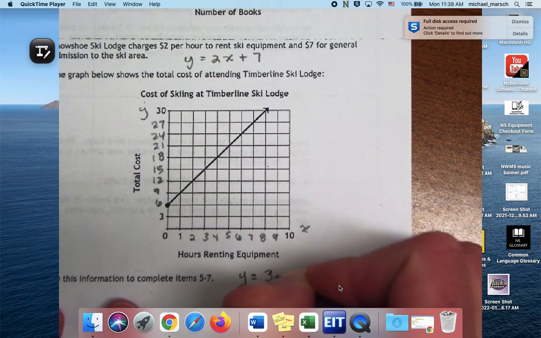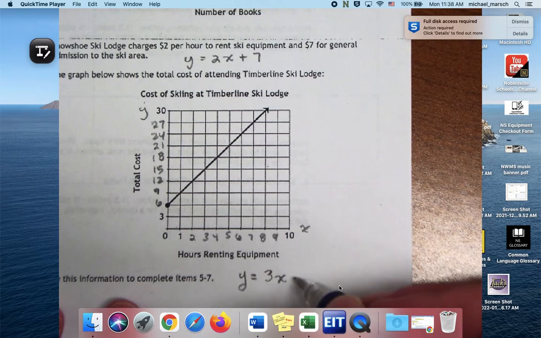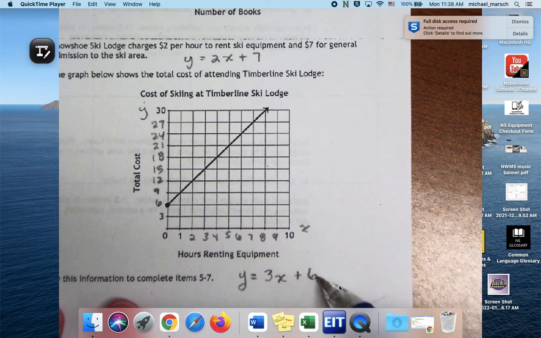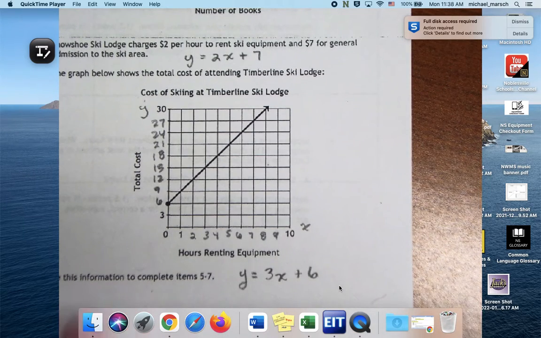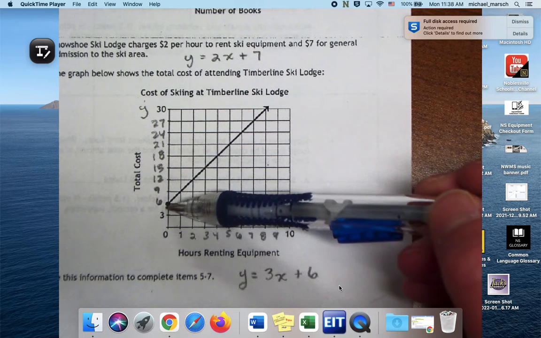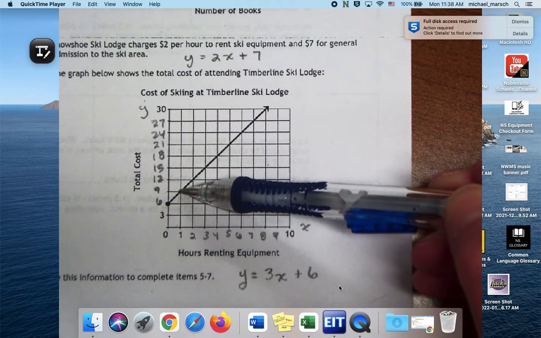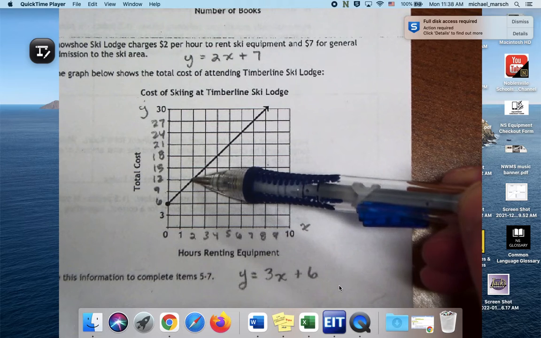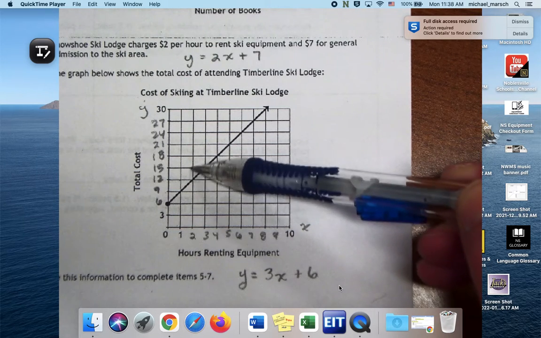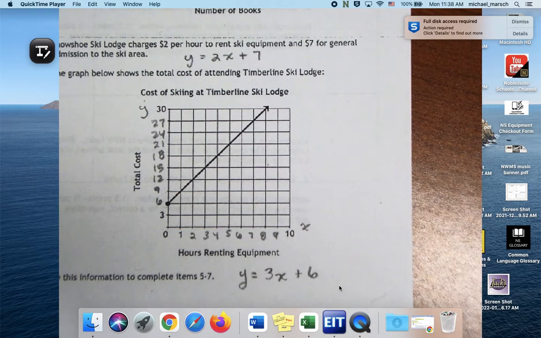It is 3x. So 3 is my slope times the x value plus the $6 one-time fee. That's what that 6 stands for. Notice that we're going up $3 every hour, so that's why it's 3x, not just 1 over 1. This actually counts for $3 every hour.